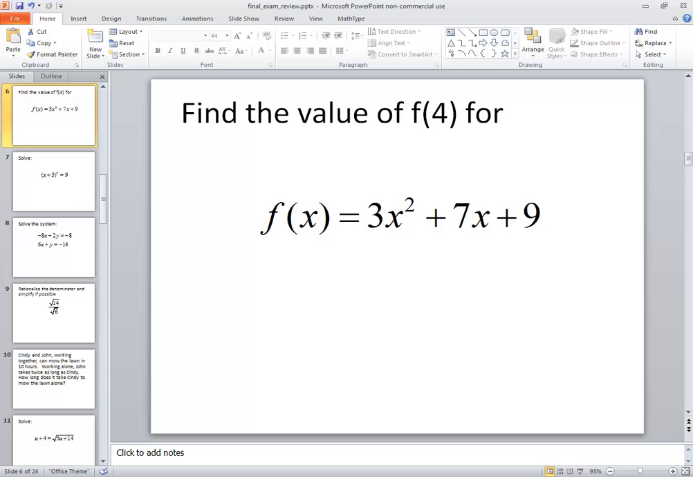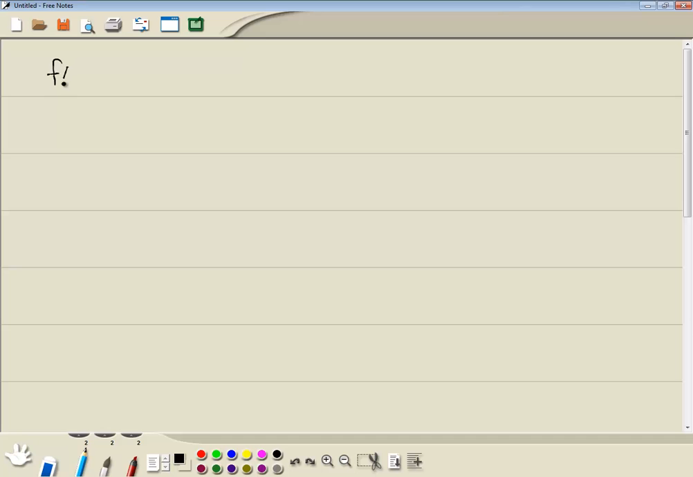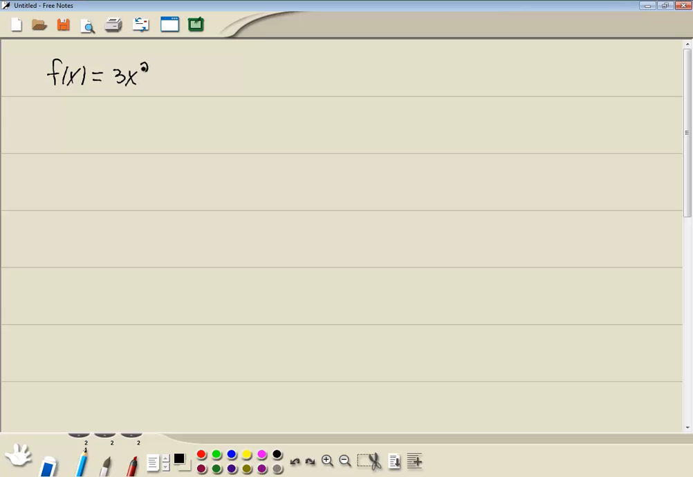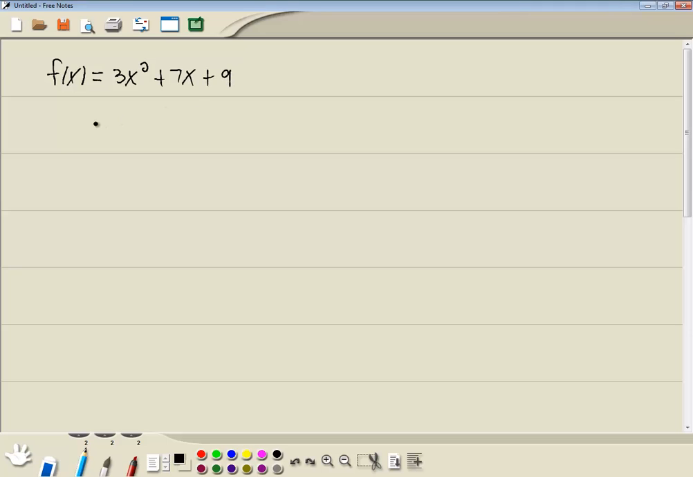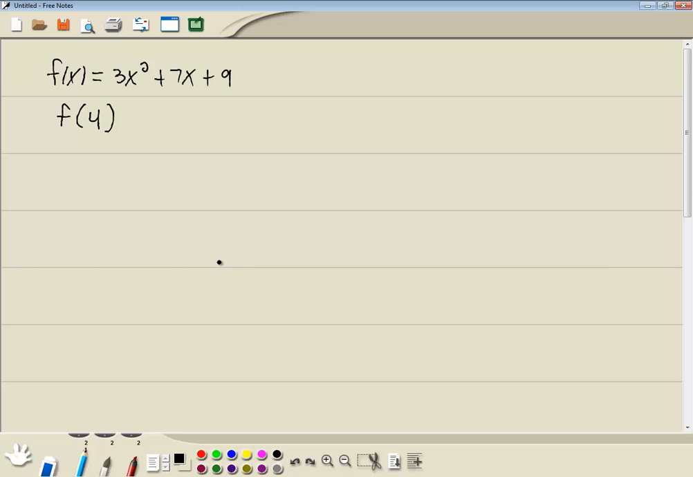Okay, so let's write down a problem. We got f of x is equal to 3x squared plus 7x plus 9. And we want to find f of 4. Okay, so the first thing we want to do to find f of 4, step 1.